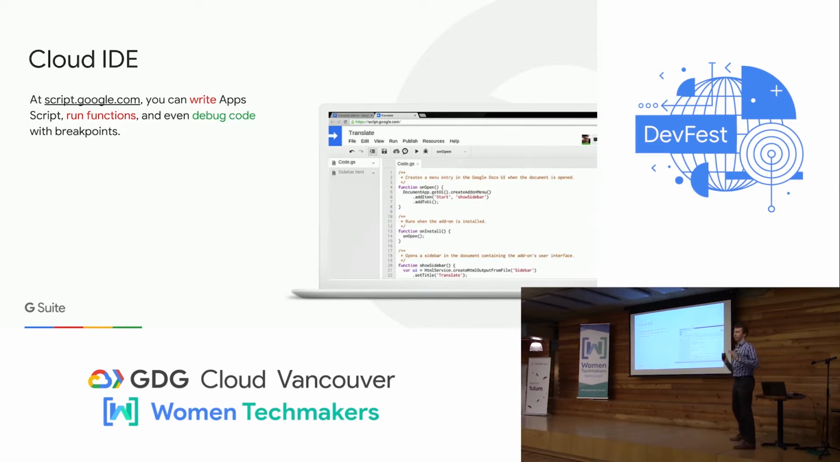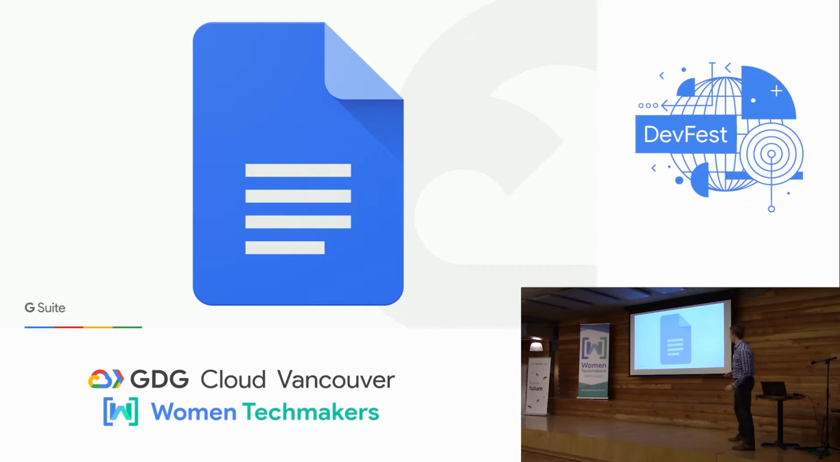So to get to AppScript, you go to script.google.com. Sort of like docs.google.com or forms.google.com, slides.google.com. With script.google.com, you can write, run, and debug code with breakpoints using the Cloud IDE. So for the next session, I want to show a couple demos of how you can use AppScript.